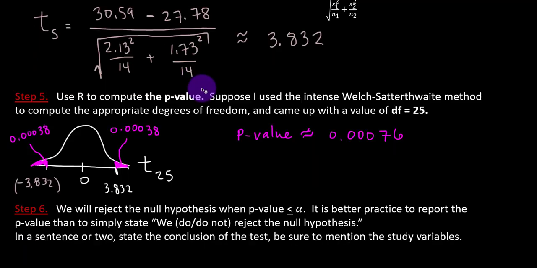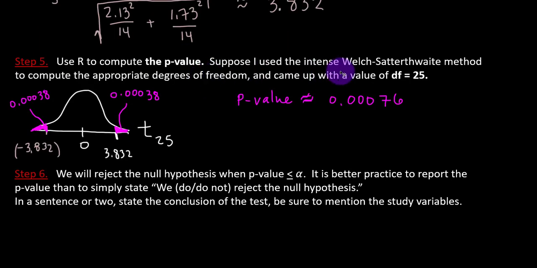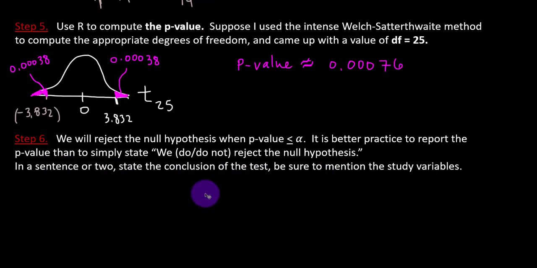conclusion. We want to compare our p-value with alpha. I have some more notes here. It is often better to, or it's a better practice to state the p-value rather than simply state, we reject or we do not reject the null hypothesis. We're going to demonstrate that, and then we will also translate this conclusion and relate it back to the study variables.